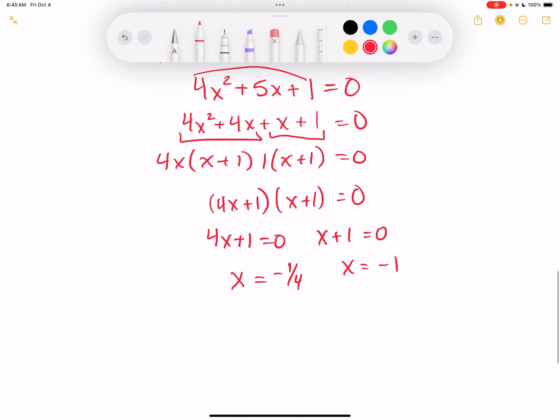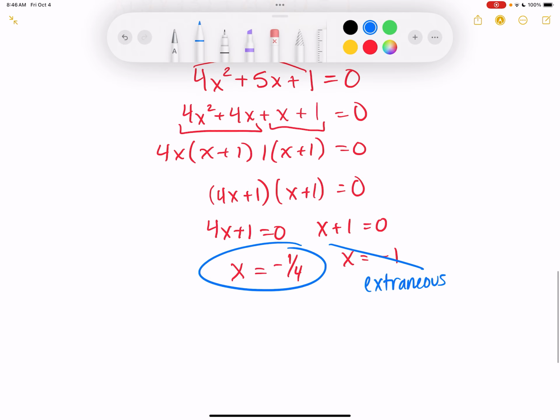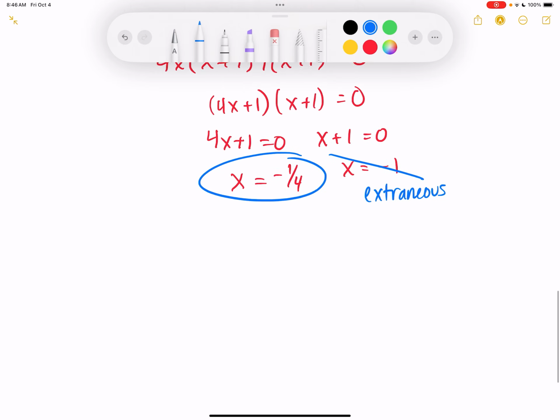So this one would be extraneous. It means it comes out as a solution, but it doesn't actually work. So our only answer that works is negative 1/4. Any questions on that one? Okay.